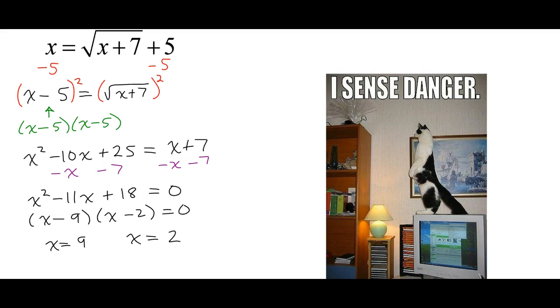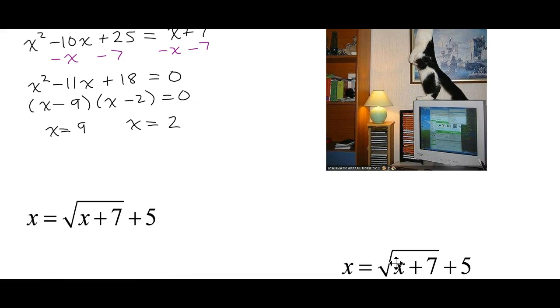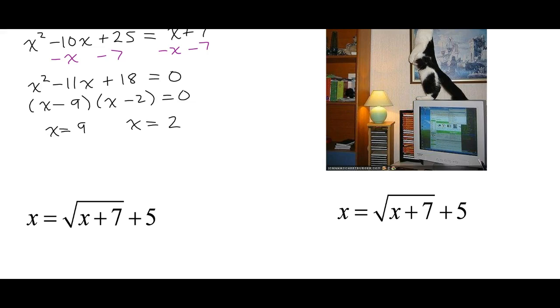Well, the same thing holds true here. Let's go ahead and take each one of these answers and try plugging them into the equation that we started with and see if they work. So I'm going to take x equals 9 and plug it in here. I'll take x equals 2 and I'll plug it in there. And let's see what we get.